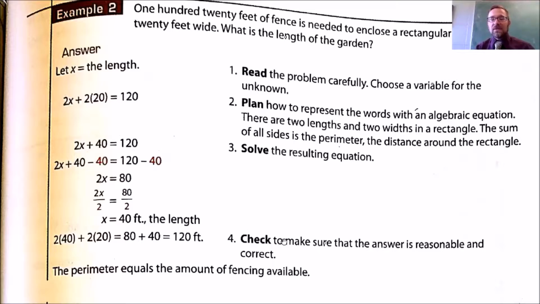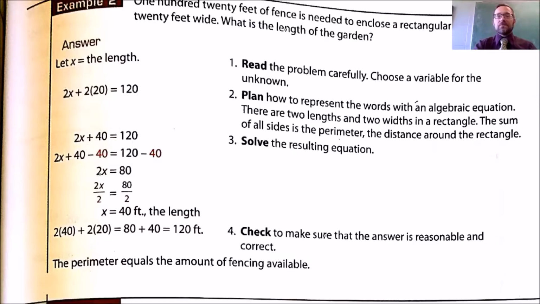When we check to make sure that makes sense, we put 2 times x, which was 40, plus 2 times 20. 2 times 40 is 80. 2 times 20 is 40. 80 plus 40 is 120. We are good. So that is the example.